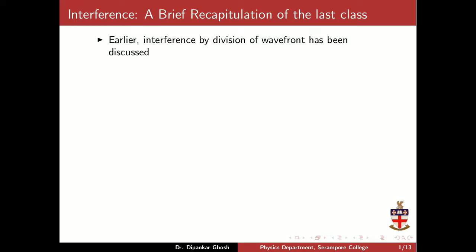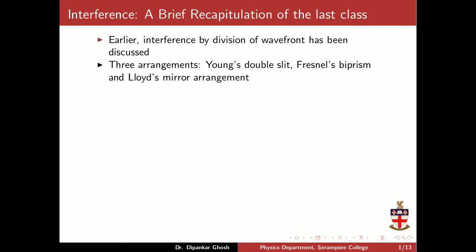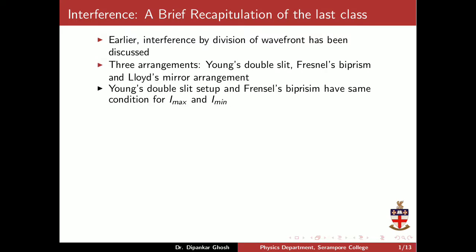We have discussed till now interference by division of wavefront. We have rather completed it. And in doing so, we have discussed three arrangements, namely Young's double slit arrangement, Fresnel's biprism arrangement, and Lloyd's mirror arrangement. Young's double slit setup and Fresnel's biprism setup have the same conditions for maximum intensity and minimum intensity that we have seen. And what were the conditions?